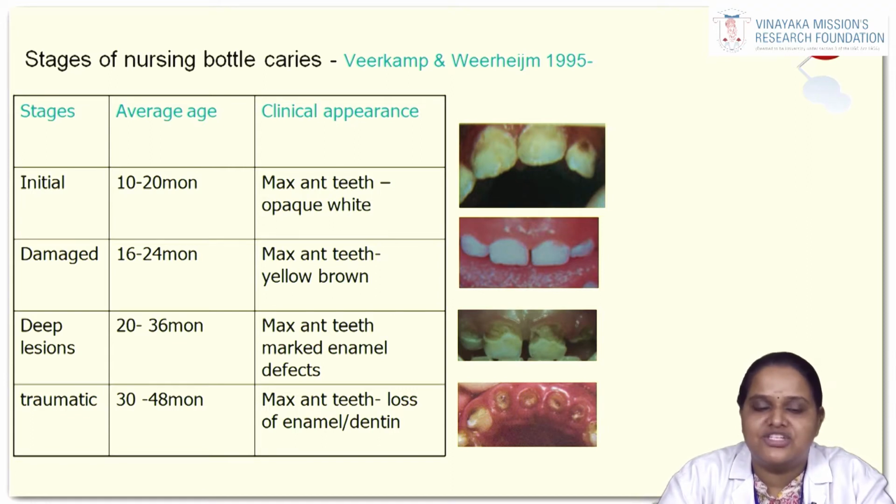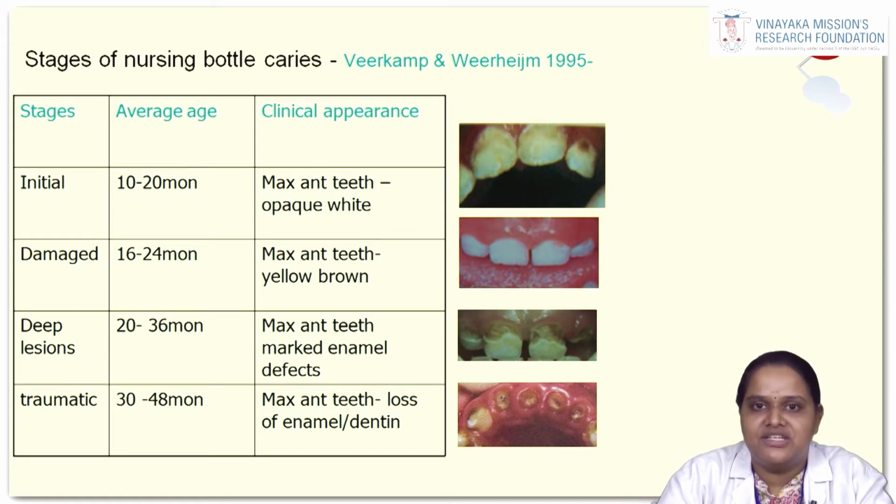This is about the stages of nursing bottle caries that was given by Wyne and Vipeholm in the year 1995. The initial stage is seen at an average of 10 to 20 months, where the maxillary anterior teeth have an opaque white spot initial lesion. In the damage stage, it's seen between the age group of 16 to 24 months, where the maxillary anterior teeth are yellowish brown in color.